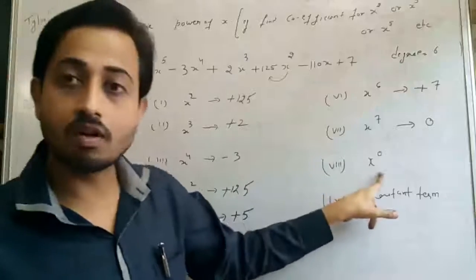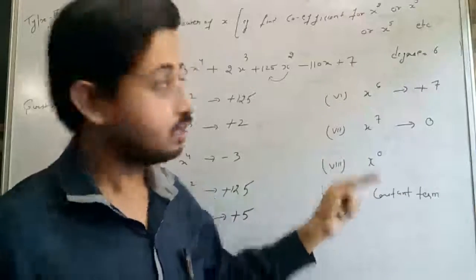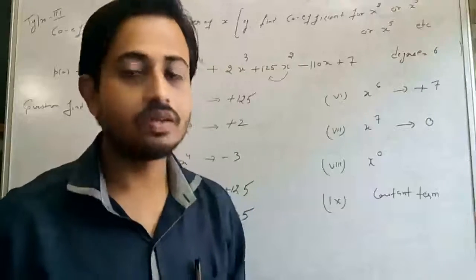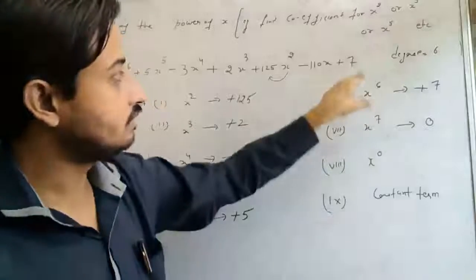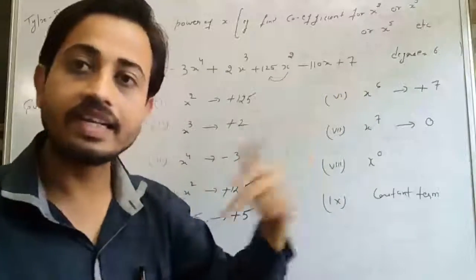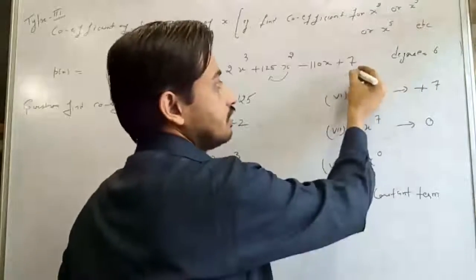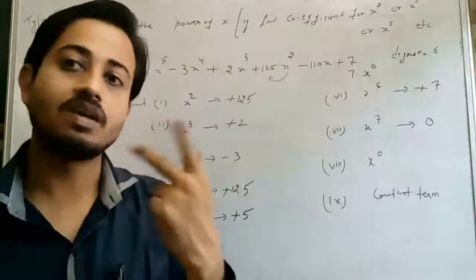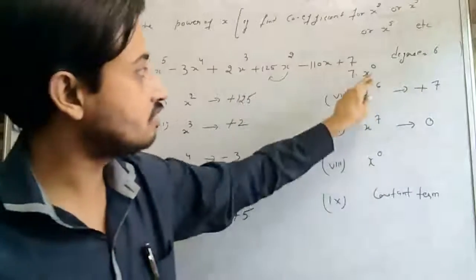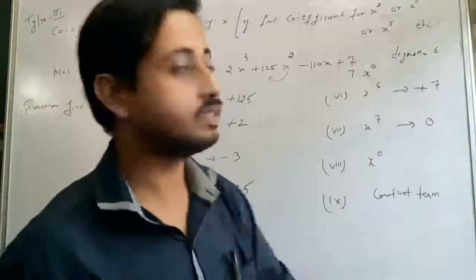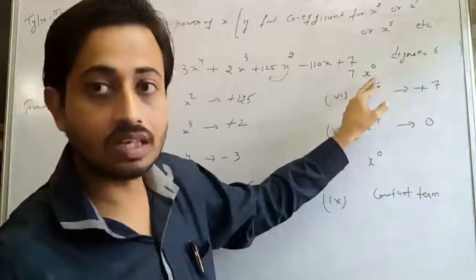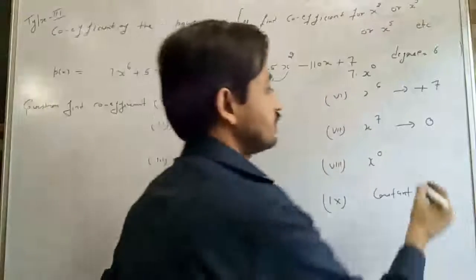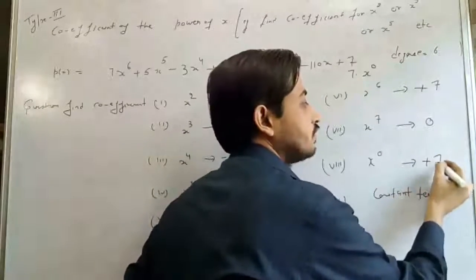Now you have to find the coefficient of x raised to the power 0. In this there is no term that has x raised to the power 0, but you already know that if a term is a constant, we can also write it as 7 into x raised to the power 0, because x raised to the power 0 is equal to 1, and 1 into 7 is always 7. It means the coefficient of x raised to the power 0 is 7. So our answer is positive 7.